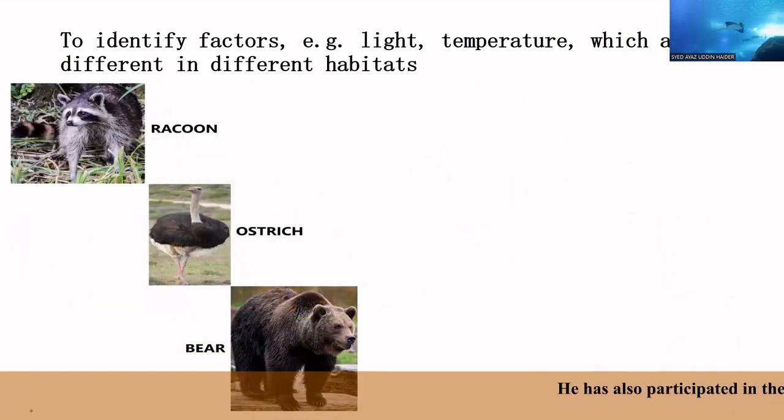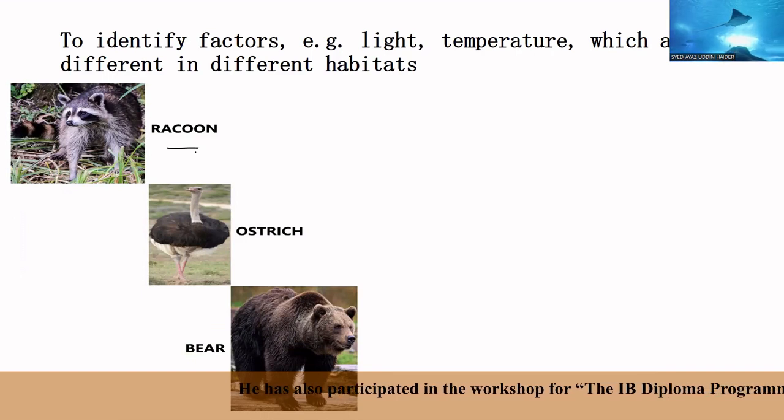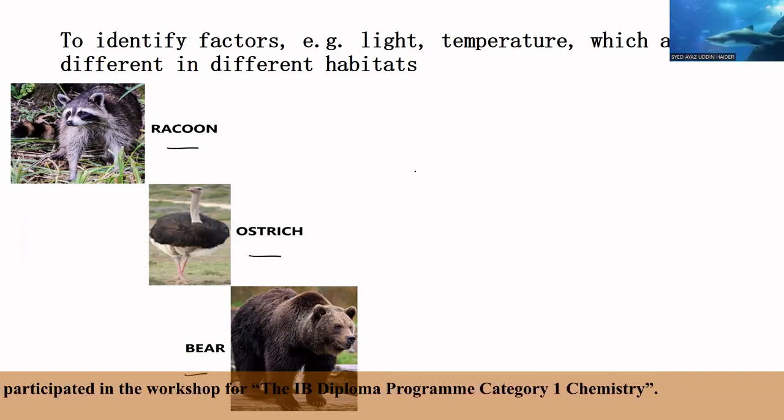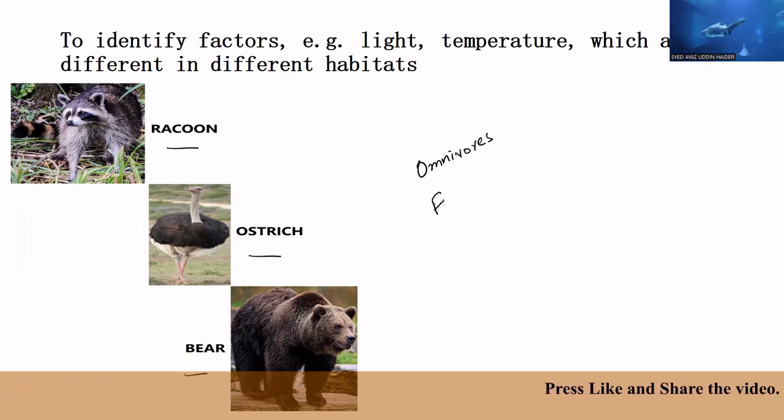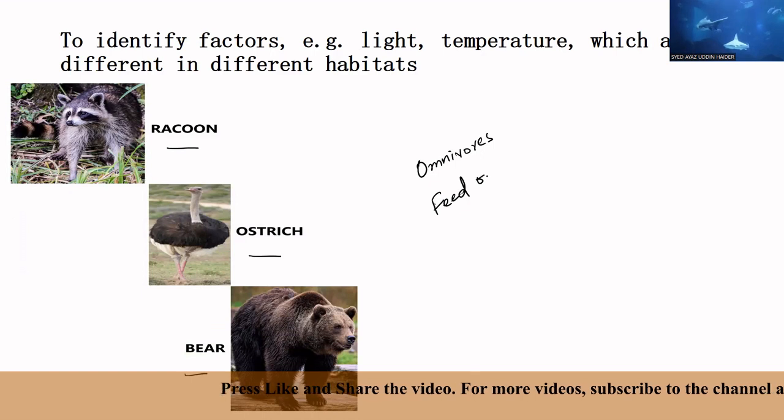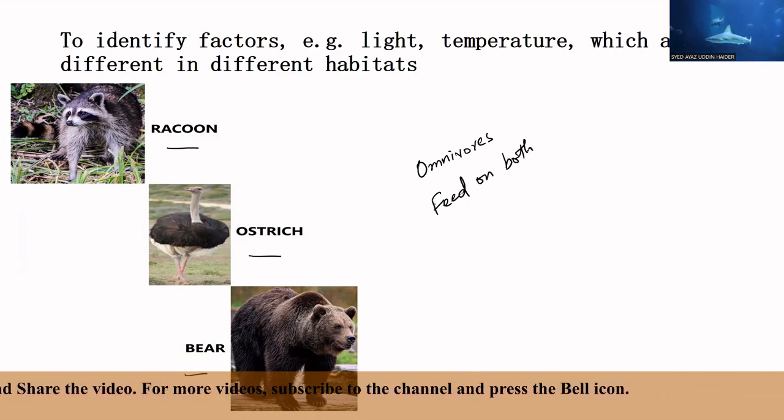Here we are having some omnivores: raccoon, ostrich, and bear. They all are omnivores. What are omnivores? Those that feed on both plants and animals.